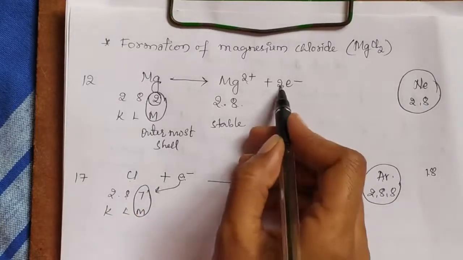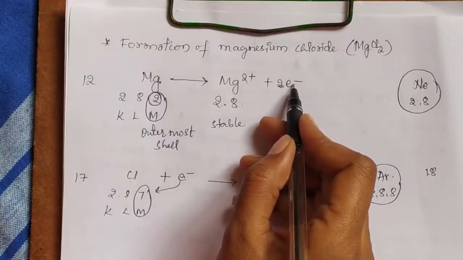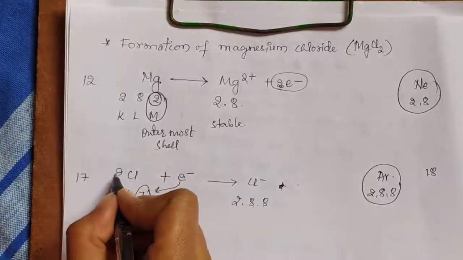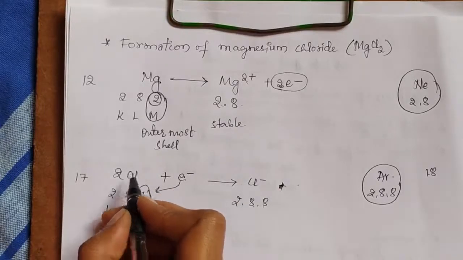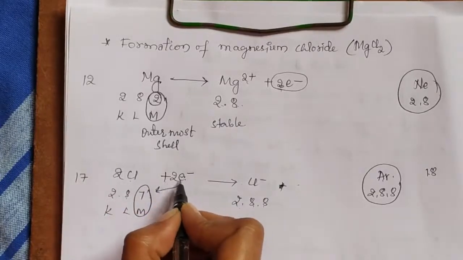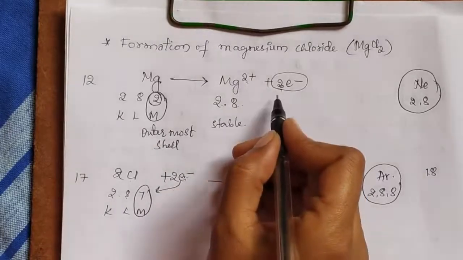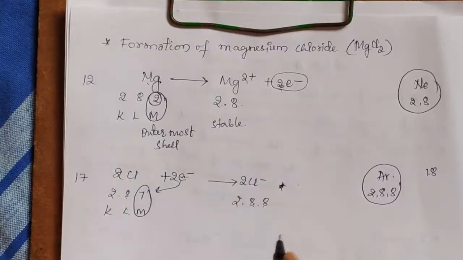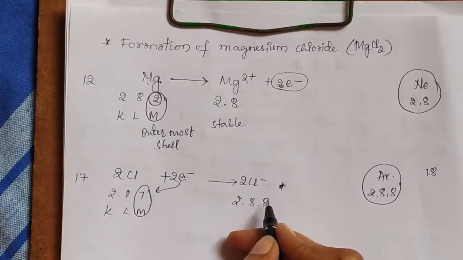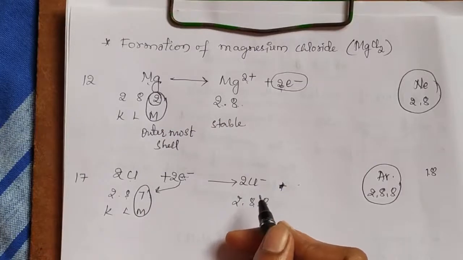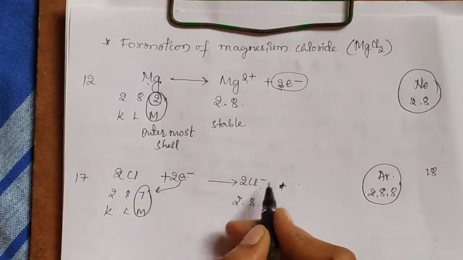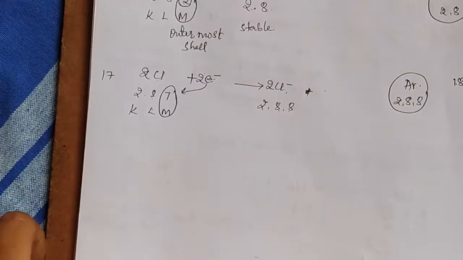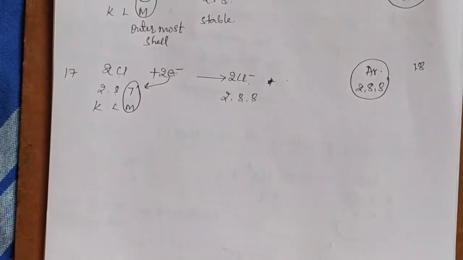Okay, so here 2 electrons are released. To accept or receive the 2 electrons, here 2 chlorine atoms should be there. So 2 chlorine atoms will receive the 2 electrons which are lost by the magnesium atom, and they will attain the nearest noble gas electronic configuration. Okay, now this is chloride ion and this is magnesium ion. See, now we will write the dot structure.